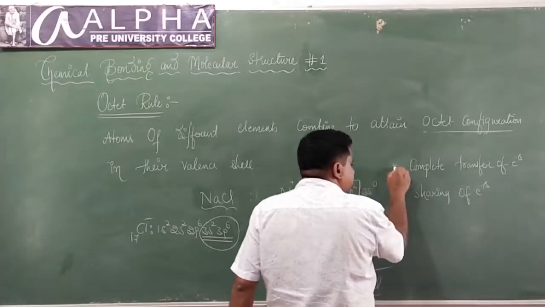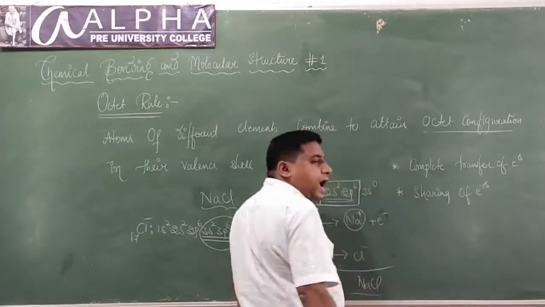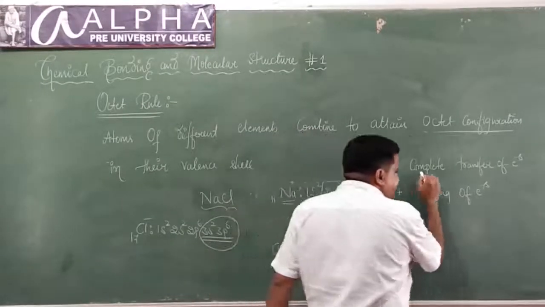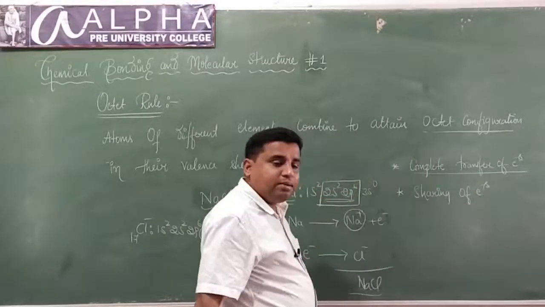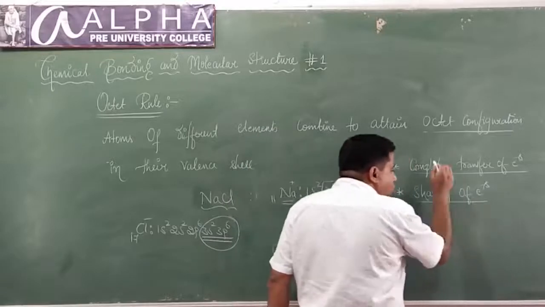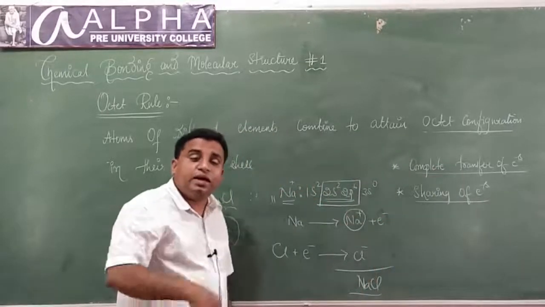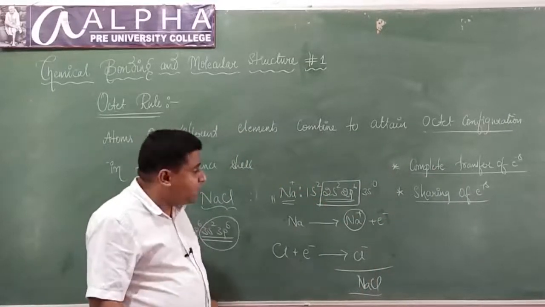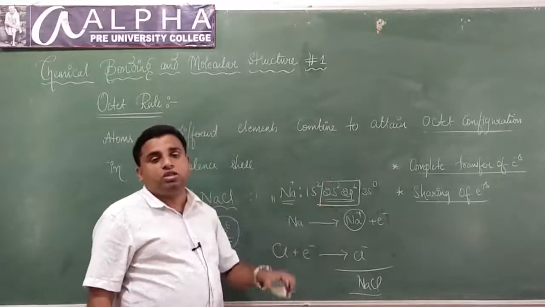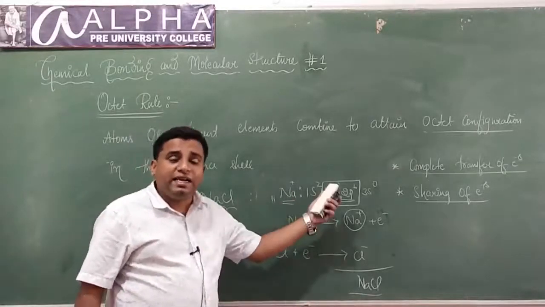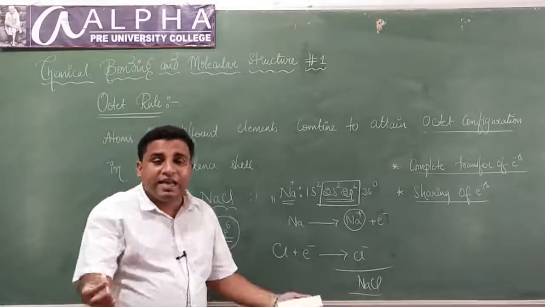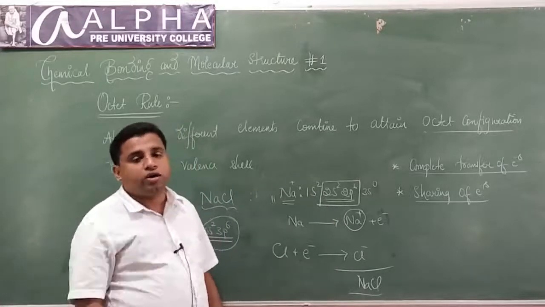So atoms will combine by either of these two processes. Atoms will combine either by complete transfer of electrons, or by sharing of electrons. Why do they combine? They combine to get 8 electrons in the outermost shell. When they get 8 electrons in the outermost shell, they attain stability. This is what the octet rule is.